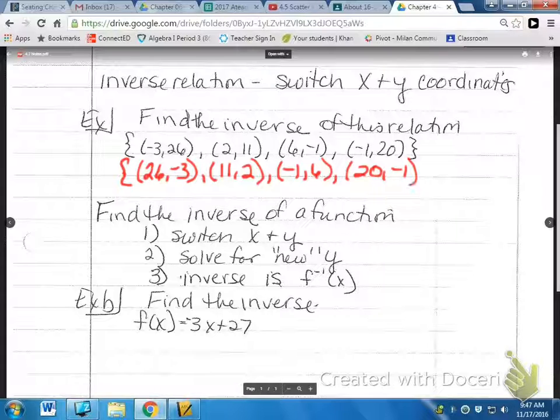20, negative 1. Just make sure that you write them in the set notation, that's part of it, and you write the ordered pairs with the parentheses around it. You switch the x and y around on every one of the points, and that's it. That's the inverse of that relation. It's the opposite.